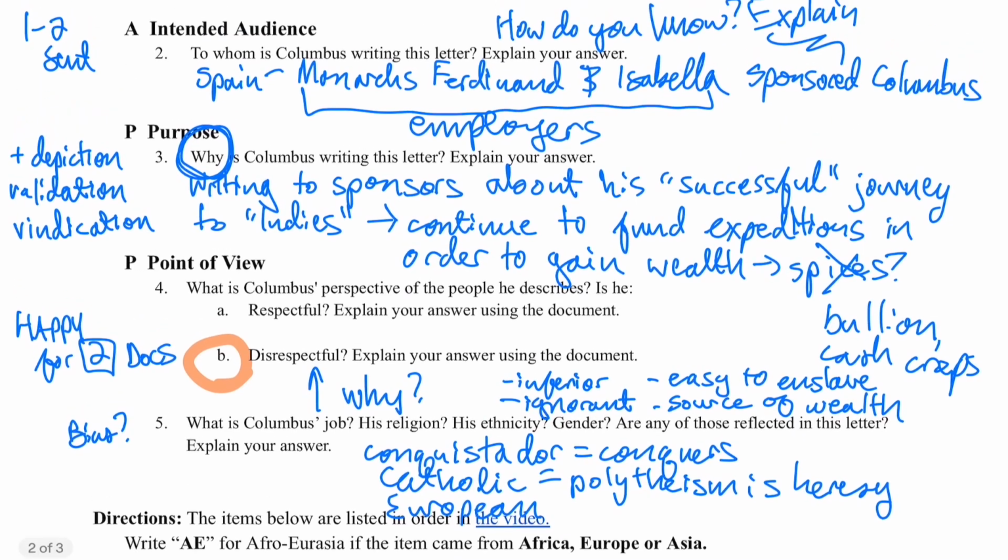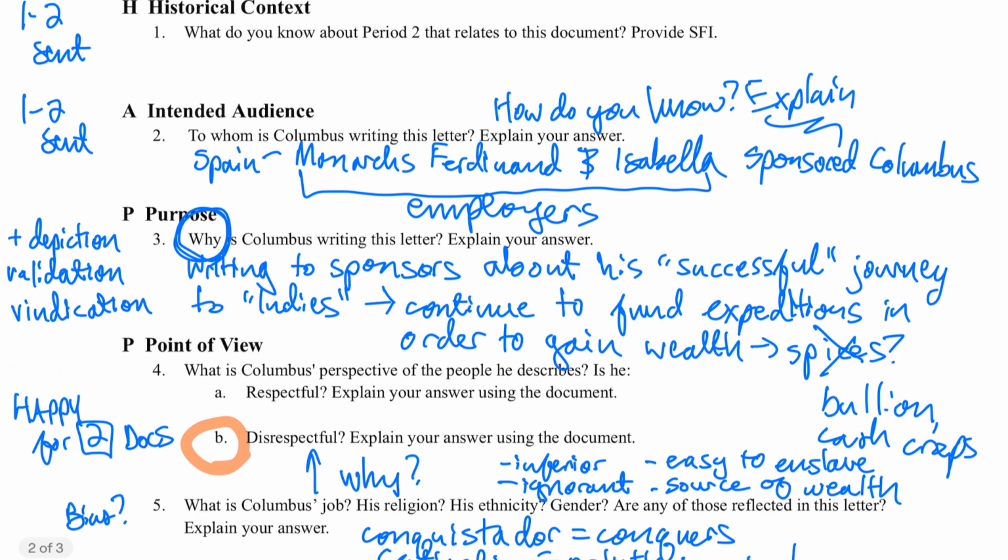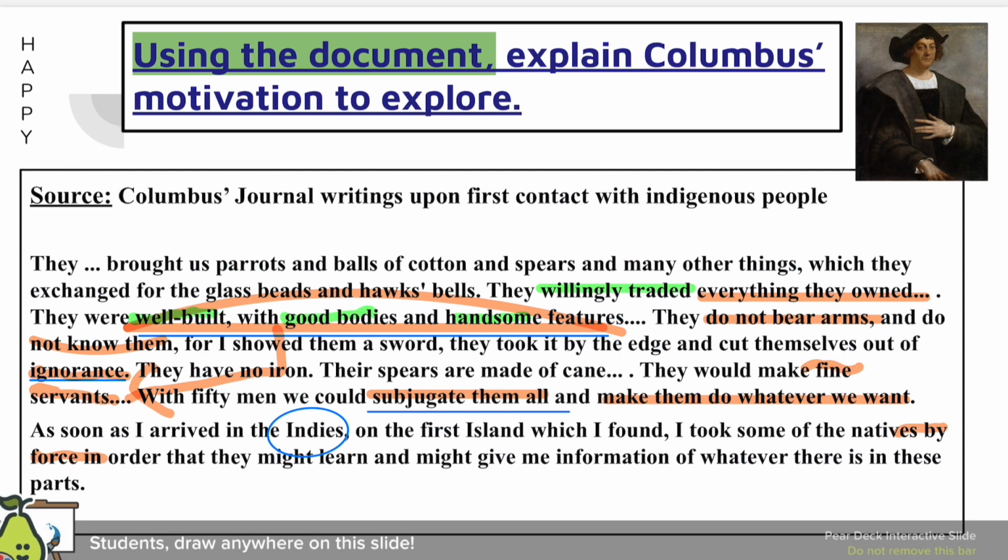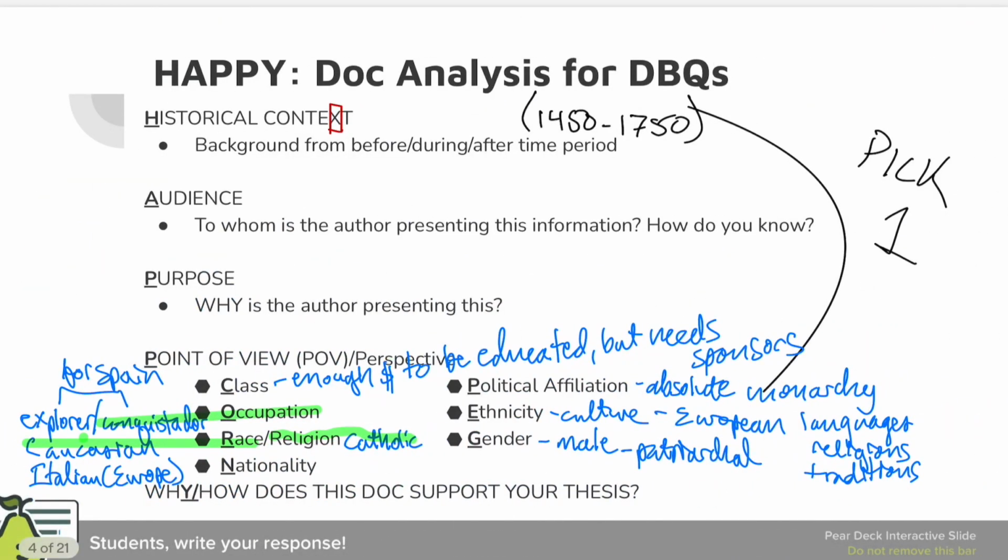Let's say for document 1, I want to do historical context and then answer the why or how does this document support your thesis. Then document 2, I want to do point of view and how or why does this support your thesis. And document 3, let's say I want to do H again. And why or how does this support your thesis?